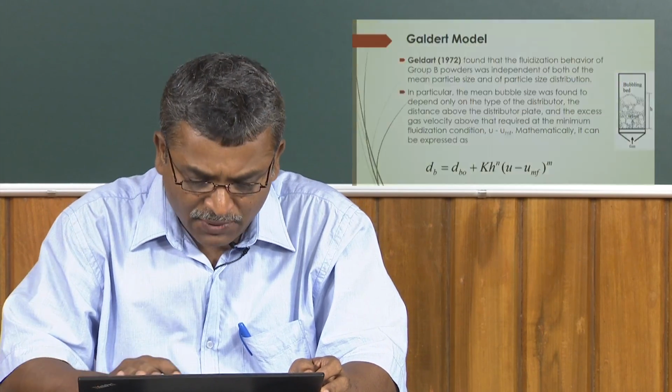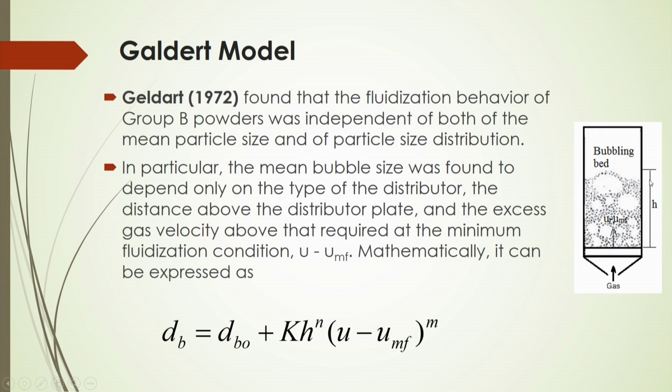As per this equation, dB will be equal to dB0 plus k into h to the power n and (u minus u_mf) to the power m. Here k, n and m are coefficients that will be obtained from experimental observation. Now, dB0 is called the initial bubble diameter that is produced from the distributor plate in the fluidized bed, and k is the constant.